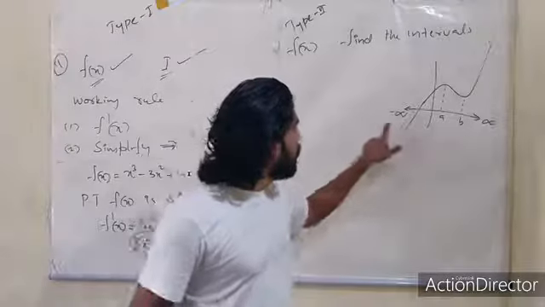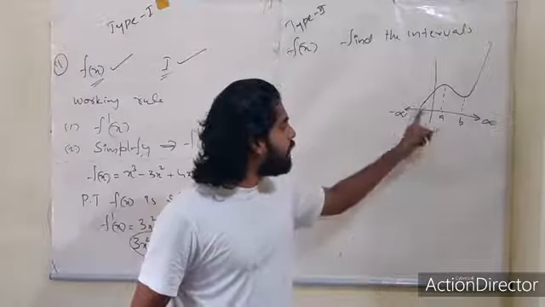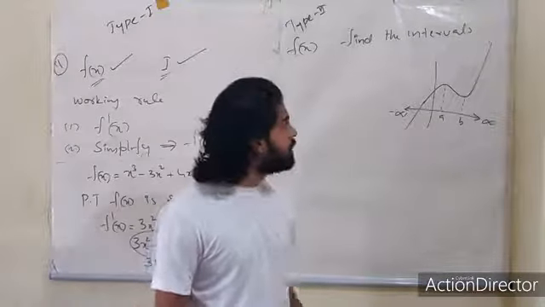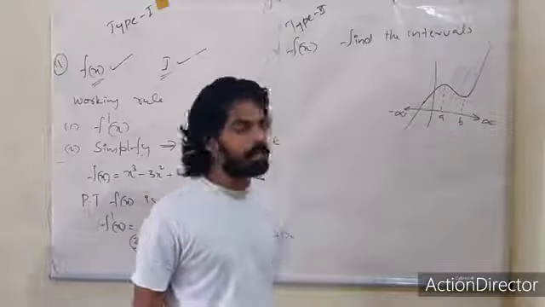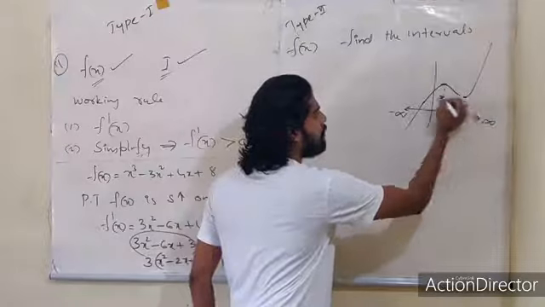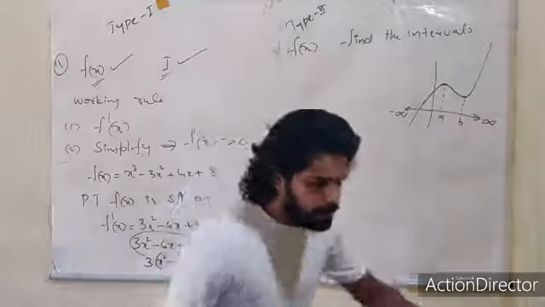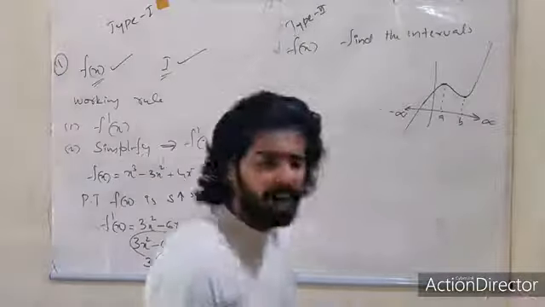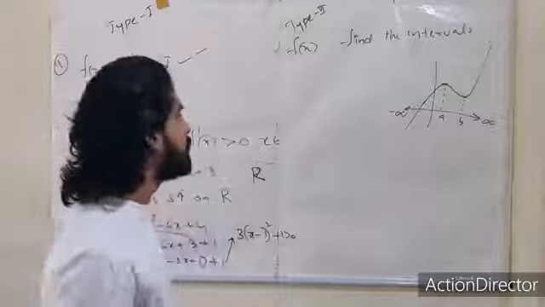So till A, it was increasing. Then from A to B, it was decreasing. From B to infinity, it is again increasing. So we have to find the values A and B. Then only we can say at which interval the function is increasing and decreasing.